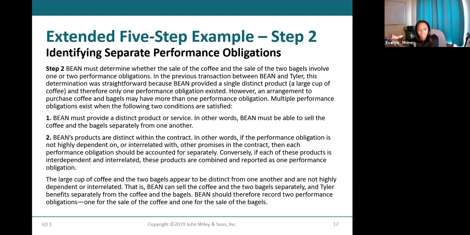It's one cohesive product. If I sell just all the ingredients separately, then the customer still has to make the bagel themselves. But what we're providing is a distinct product in the bagel and a distinct product in the coffee. Sometimes there are certain transactions where the products are interrelated and it still ends up being one performance obligation because those products are interrelated, and you can't have one without the other. We'll see a couple of examples of that. But for this example, the coffee and the bagels, 2 separate performance obligations.